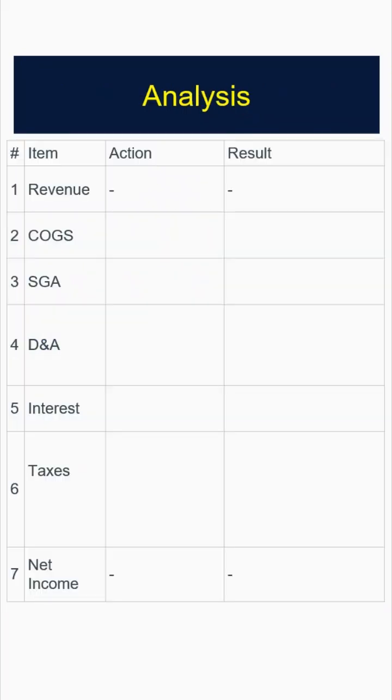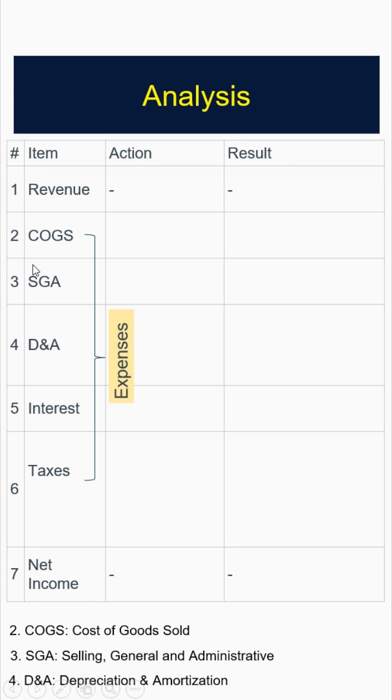Now let's analyze an income statement. An income statement will typically have 7 items. It will start with revenue. It will have cost of goods sold. It will have SGAs, depreciation and amortization, interest expenses, taxes, and finally we'll be left with net income. Items 2 to 6, all these are expenses we discussed in the previous few moments. So all these are coming from the expenses side. Among these 7, the 5 middle ones are the expenses.